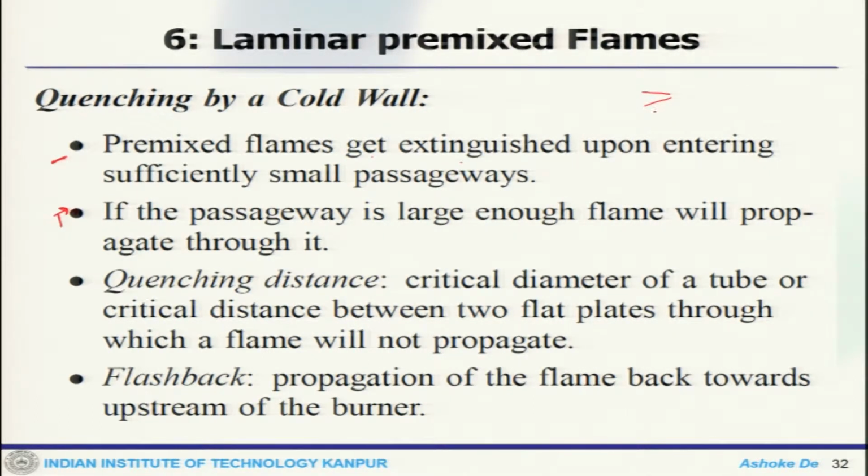That means, I have a passage through which the premix flame is passing and I want to estimate the quenching distance. One can identify this as a critical diameter of a tube or a critical distance between two flat plates through which a flame will not propagate. Essentially you think about a simple geometry like this, these are the two flat plates and the flame is passing through that situation. So that is a critical distance through which the flame will not pass, that is your quenching distance.